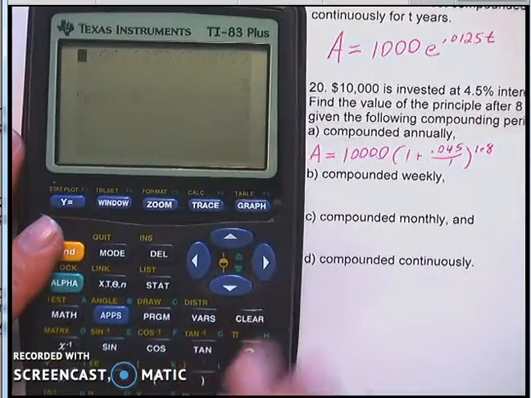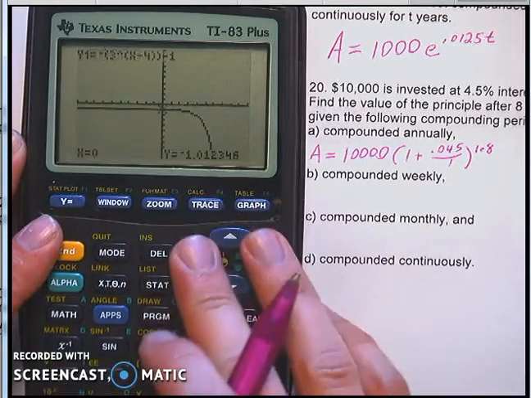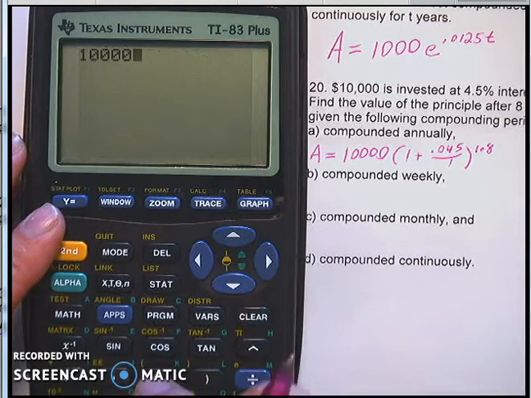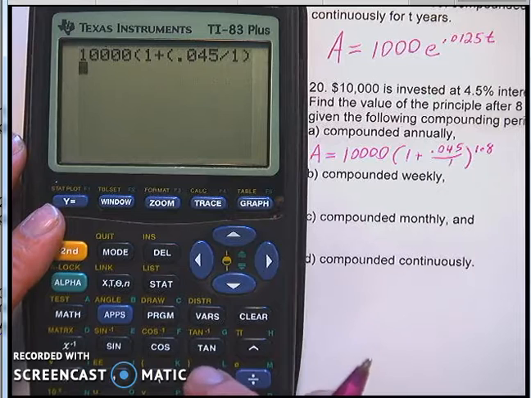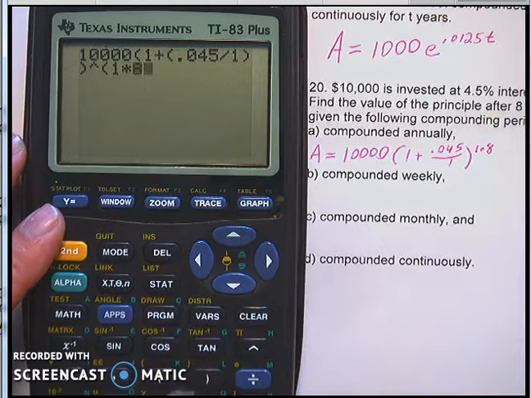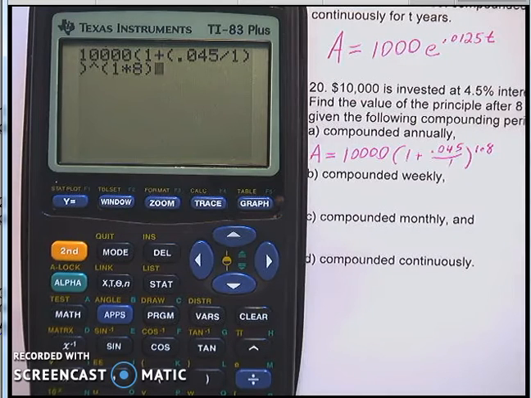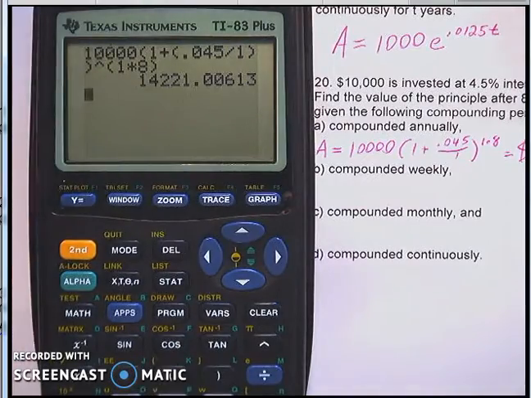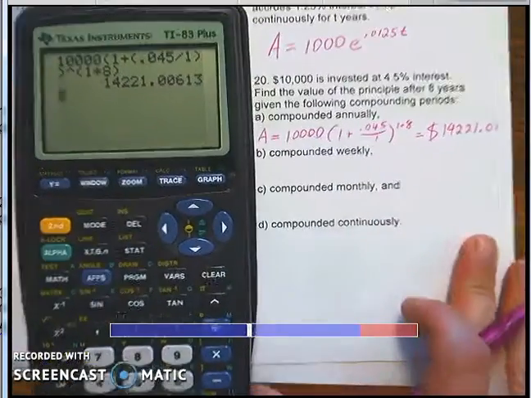So I'm going to show you how to type that in your calculator. We've got that 10,000 there, times 1 plus 0.045 divided by 1. Raise it all to the 1 times 8 power. Now I'm typing in those ones even though I don't need to because I'm going to call this up in a second here just to change that 1 to a different number. When I hit enter there, I've got $14,221.01. And that's for part A.